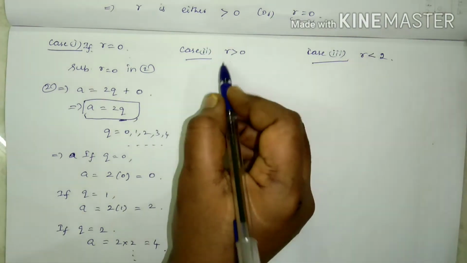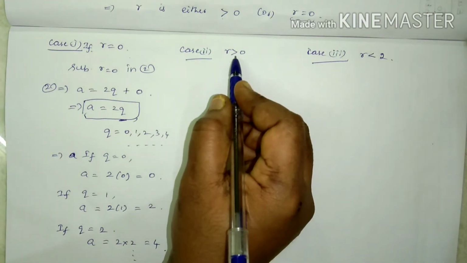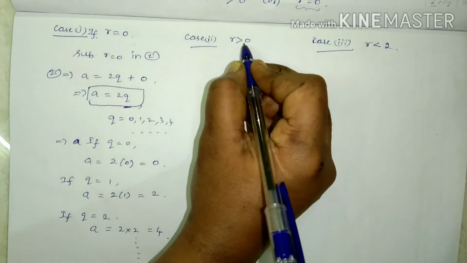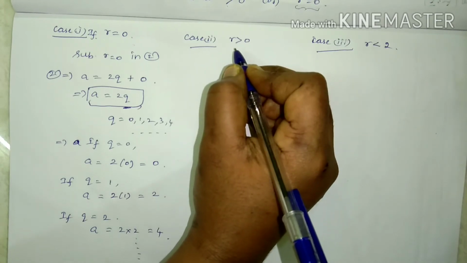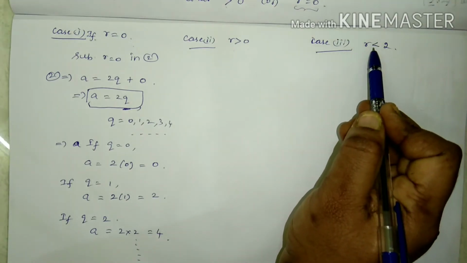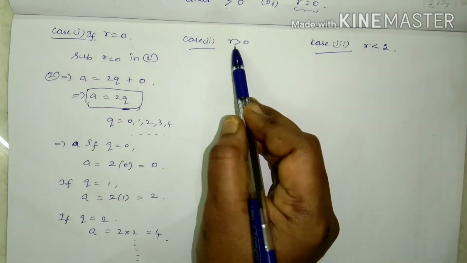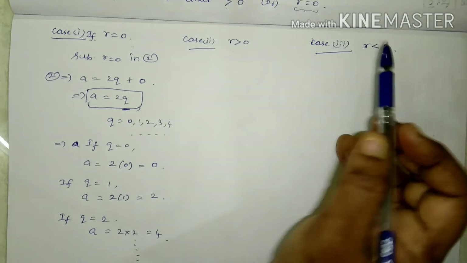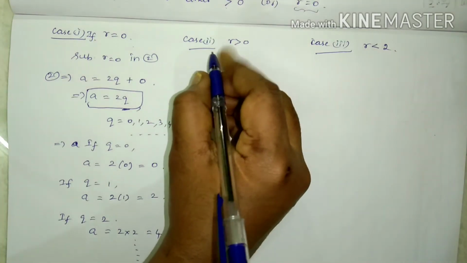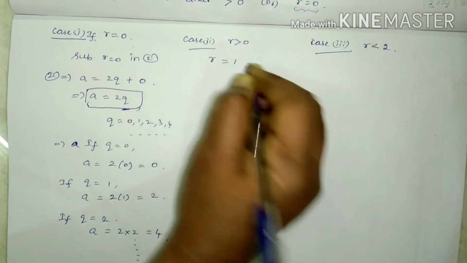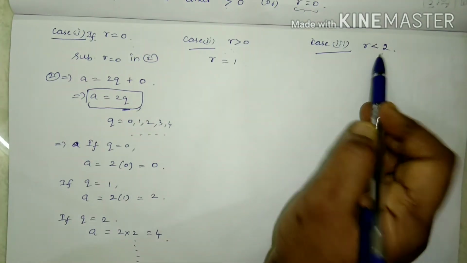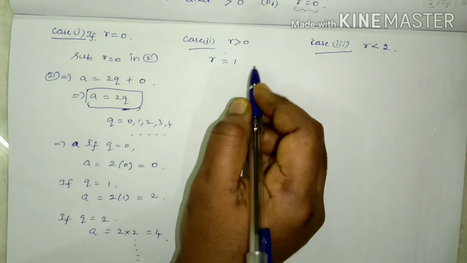Now we can proceed with our case 2, that is r should be greater than 0. Now r should be greater than 0 means it is a positive integer greater than 0. But we have another condition in our case 3, that it should be less than 2. Here we can compare these two cases, case 2 and case 3. r should be greater than 0, also it should be less than 2. Then obviously r must be equal to 1 only, because r should be greater than 0 but less than 2, so the only option is r equal to 1.